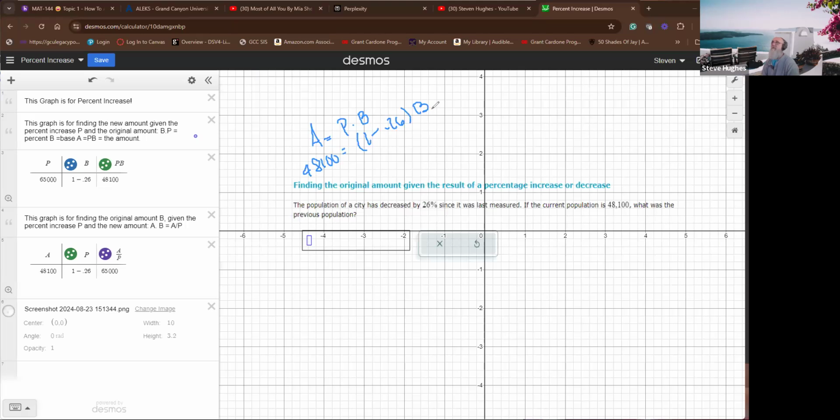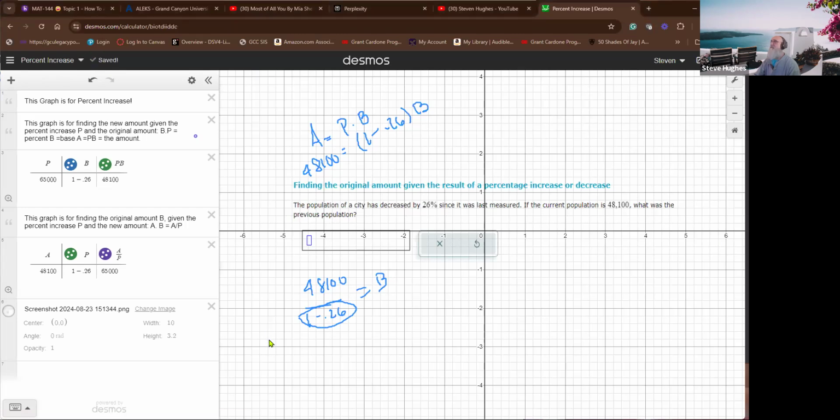All right, so that tells me how to find the value of B, but I haven't isolated B by itself. So if I really want to know what B is, I would need to take 48,100 divided by 1 minus 0.26, and that is equal to B. And yes, of course, I know you could subtract and find the difference here. You could put in 0.74 if you wanted to, but it's not necessary to do so here.